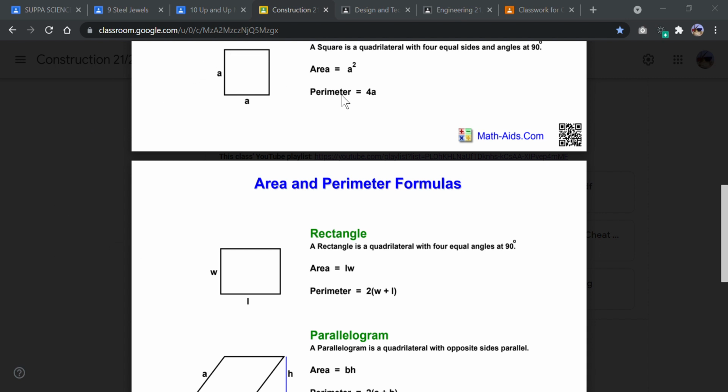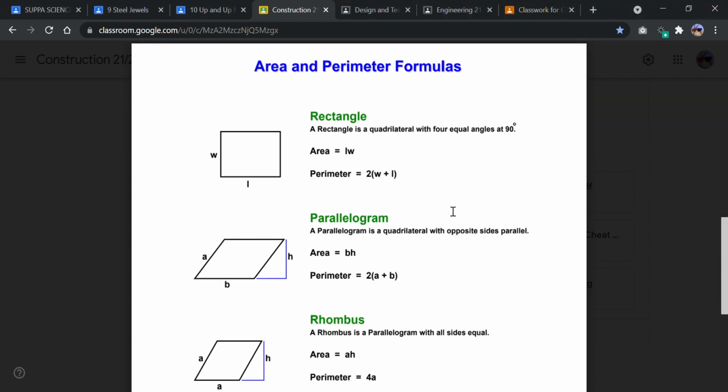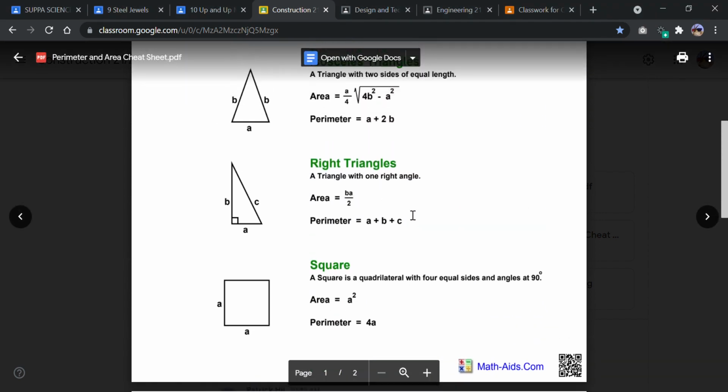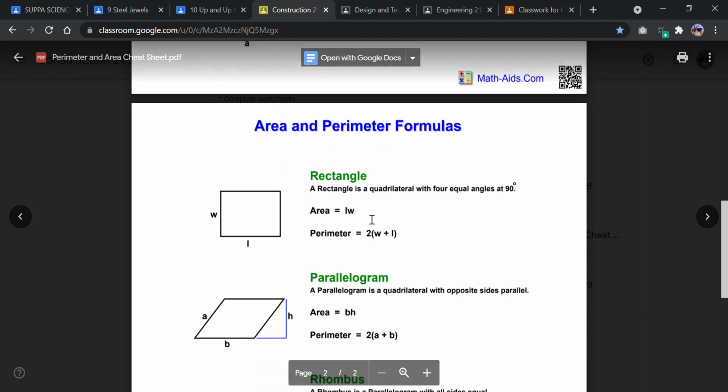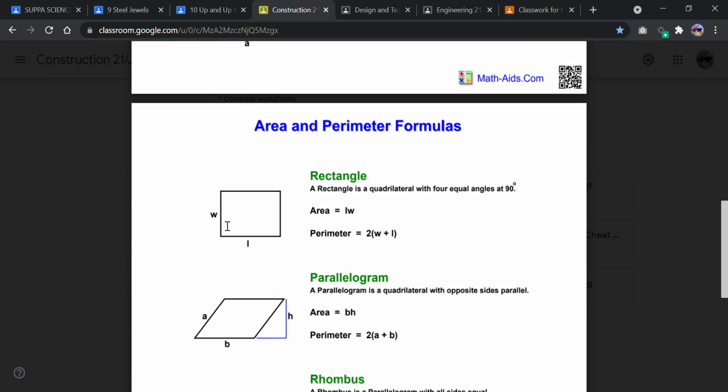So when we look at our cheat sheet, let's have a look. Where's the rectangle? So length times width, or width times length, either one, as long as you multiply one side by the other side, you'll get the correct answer. Okay.